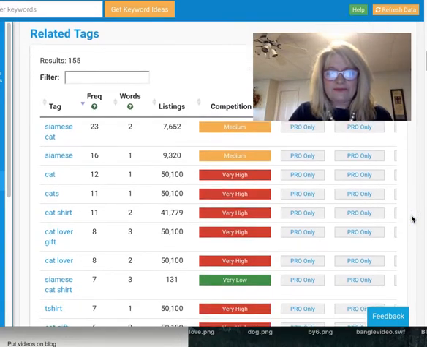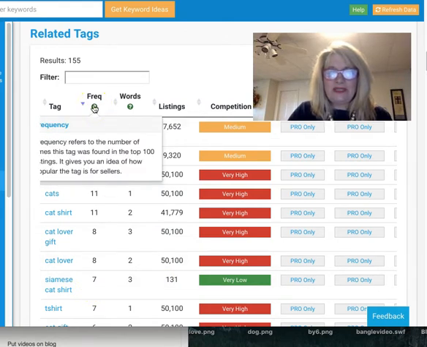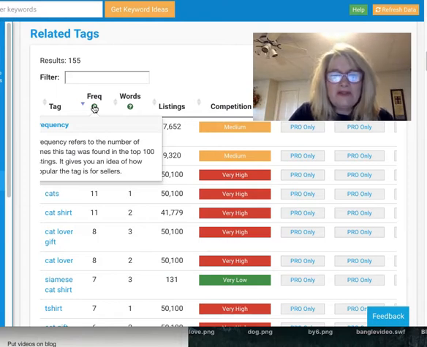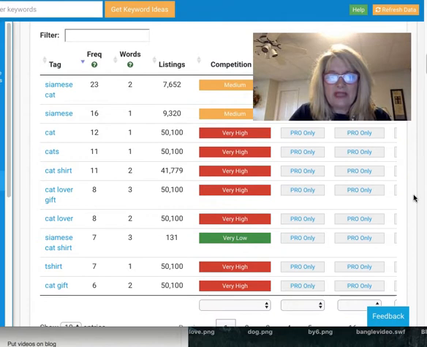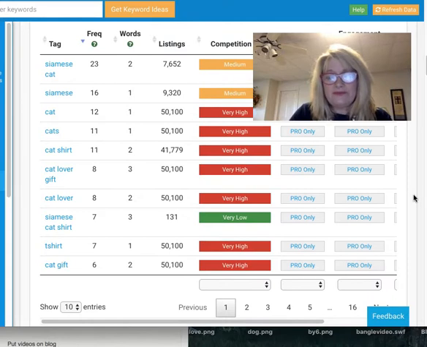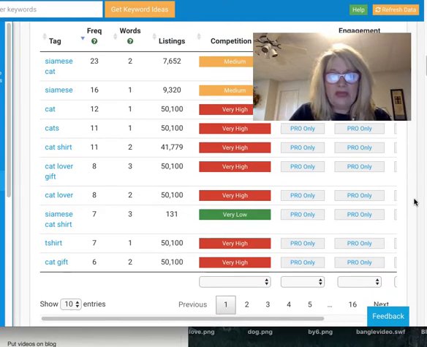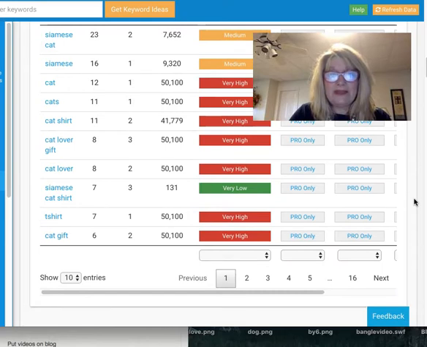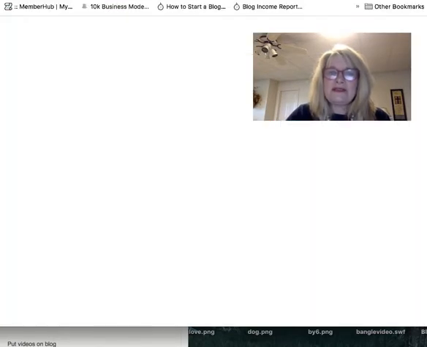So right here, even though it's not a great deal of searches, this one t-shirt does have very low competition. Okay, so you want to find one in the 20s. It gives you an idea of how popular the tag is for sellers. So you could do this Siamese cat t-shirt, and you could rank, but you probably wouldn't make very many sales because not many people are looking for Siamese cat t-shirts. But let's go outside of Etsy for a minute.